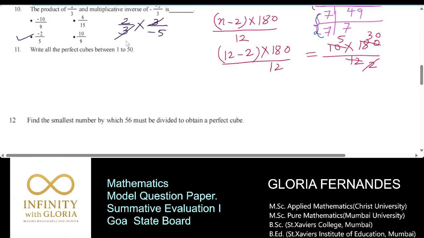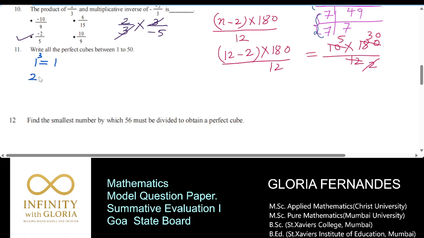Okay. We'll go to the next question. The next question is, write all perfect cubes between 1 to 50. Now what are the perfect cubes between 1 to 50 we have? So if we start with the number 1, the 1 cube is going to be 1, but we want between 1 to 50. So this we won't consider.